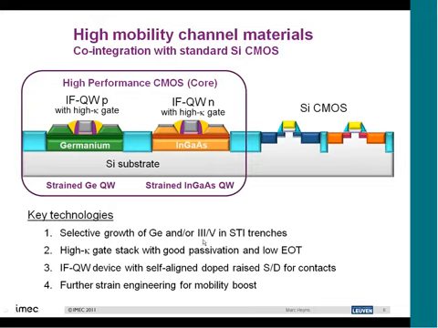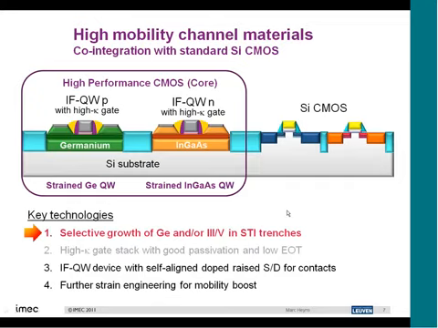One of them, first of all, is the selective growth of these materials onto the silicon. Secondly is the high-k gate stack. Third comes the kind of devices you want to make with it. And then fourth, how can you further boost the performance and mobility in these devices.